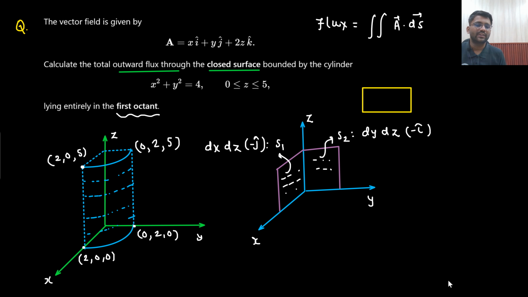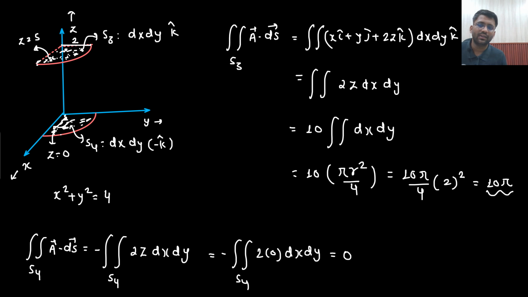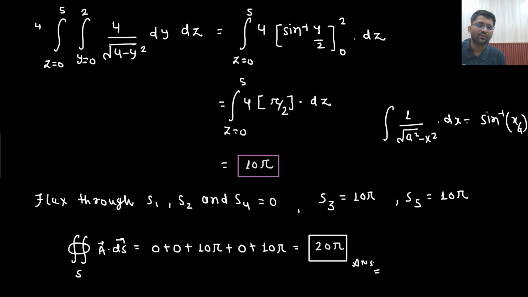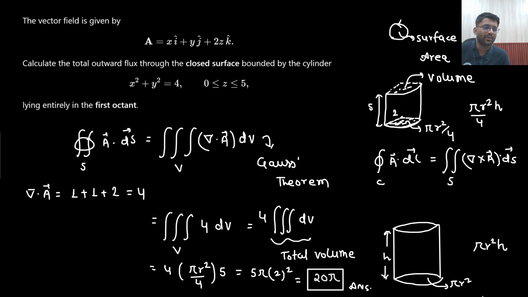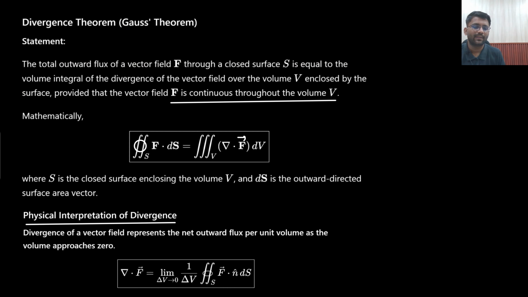Then we saw for closed surface. Then we saw one by one, S1, S2, S3, S4, with a good amount of patience, and we have understood everything. And then what we saw? We saw the theorem. What is that theorem? That theorem simply says A dot ds equals del dot A dv. So del dot A I will calculate, then volume I can calculate on my own. Understandable? So this is the scenario. Similar question we saw here as well.